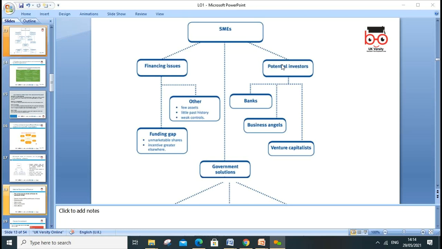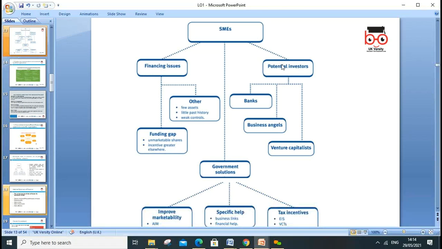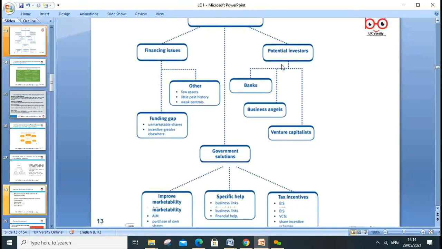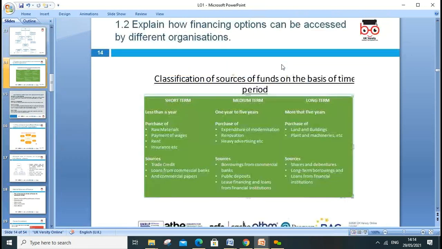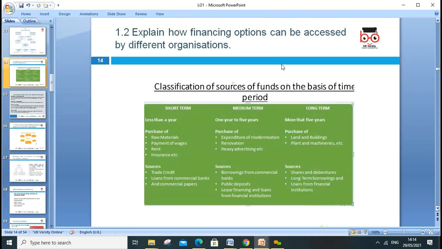Business angels means the rich people, yes, like the Richard Bransons and all. These are business angels, then venture capitalists, and then government sources, because the government is providing funding as well. So we can look at improved marketability, specific help available, and tax incentives, which we can use as a source.